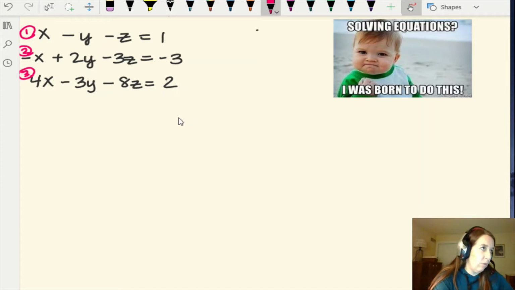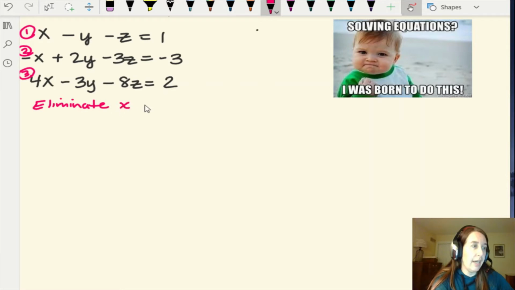Okay, so we have 3 x's, we have 3 y's, and we have 3 z's. So there's not any particular one that we would want to eliminate more than the others. But when I do look at these coefficients, I think x would be one of the easiest to eliminate, because these are already ready to eliminate in equations 1 and 2. And then in 2 and 3, we could just multiply equation 2 by a 4 and eliminate the x's really easily. So let's do that. So let's write down what we're going to do. Eliminate x from 1 and 2 first.